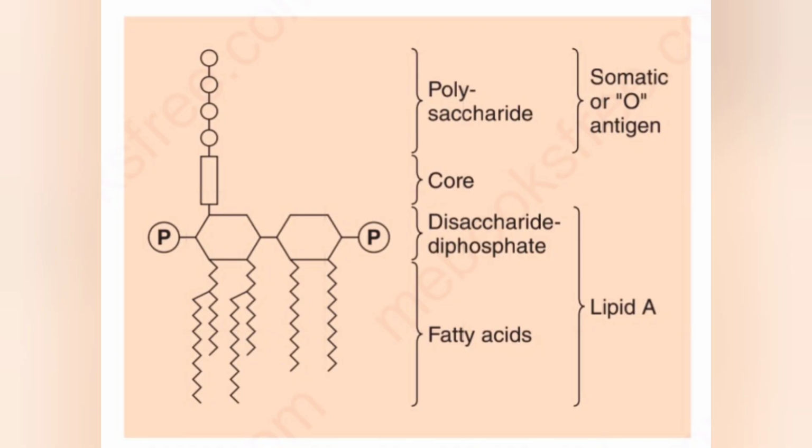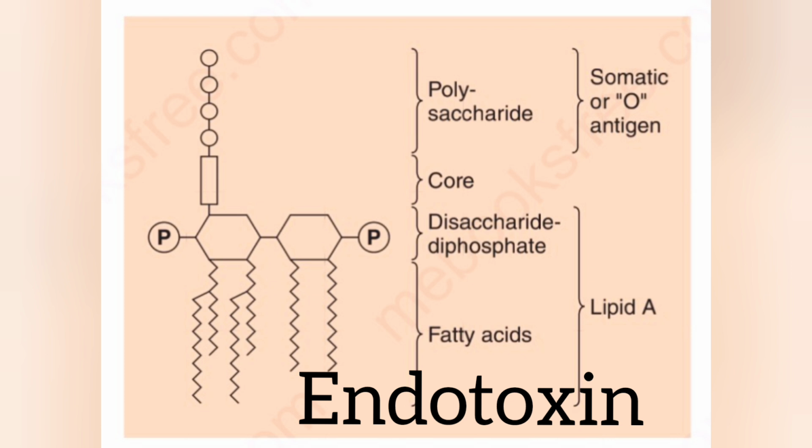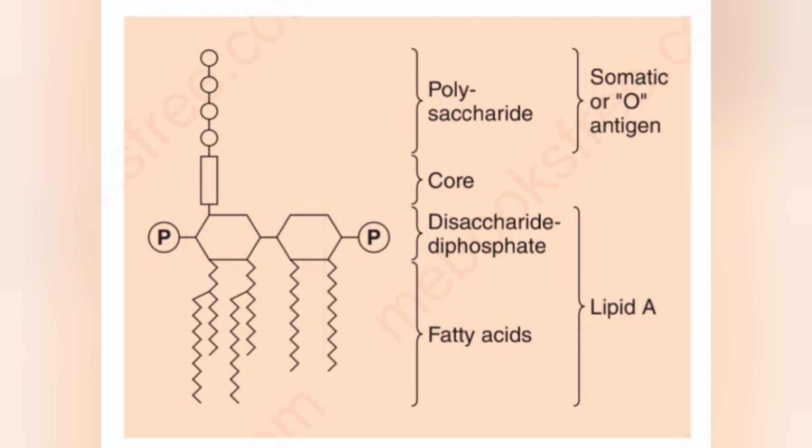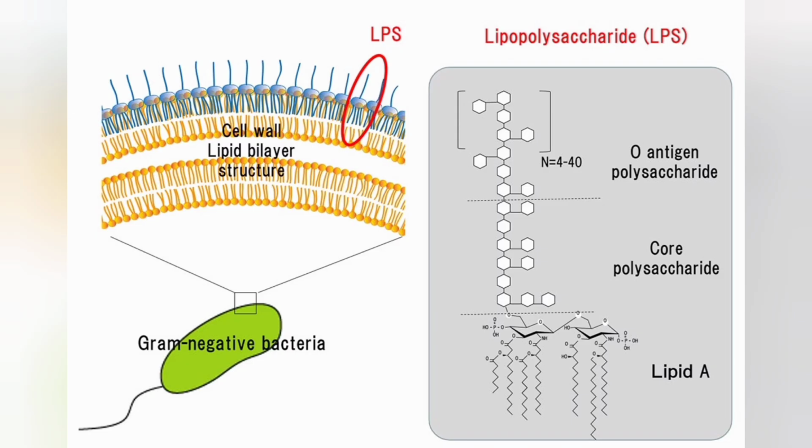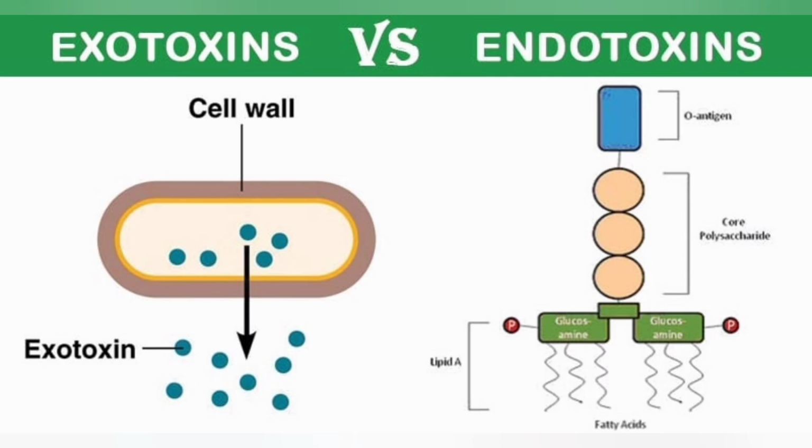Now we will talk about lipopolysaccharides. The lipopolysaccharide of the outer membrane of cell wall of gram-negative bacteria is called endotoxin. It is responsible for many of the features of disease such as fever and shock, especially hypotension, which is caused by these organisms. It is called endotoxin because it is an integral part of the cell wall in contrast to the exotoxins, which are actively secreted from the bacteria.